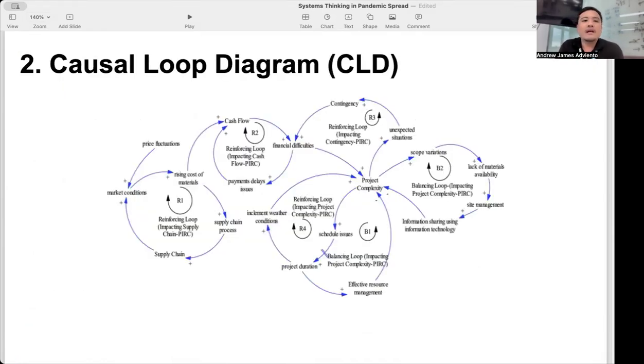Moving on, the CLD, or the causal loop diagram. These diagrams show us the feedback loops that you can see in the workbook. So in the workbook, you will actually see examples, explanations, definitions, and descriptions of these loops.